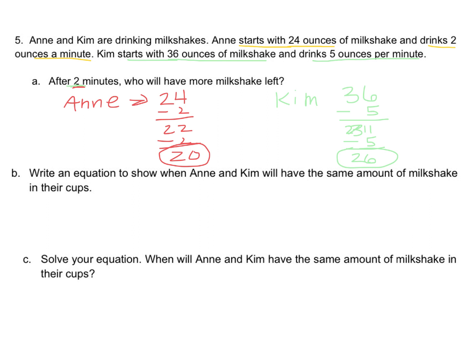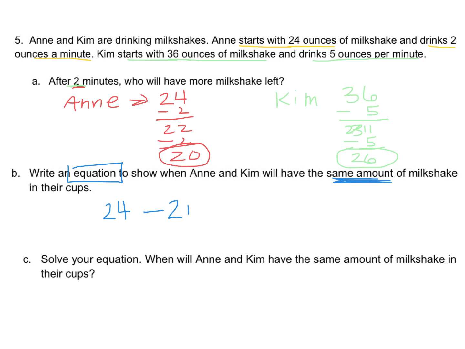So it's asking, we could continue that pattern and work that way, or we could write an equation to show how they will have the same amount. So one side equal to the other. So going back to Anne, she starts with 24 ounces. That's her starting amount. And then she drinks 2 ounces. So as she drinks, it's decreasing 2 ounces every minute.